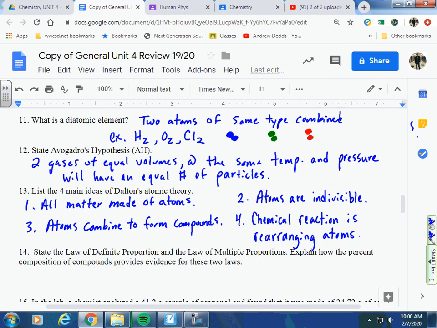Okay, number 14. I didn't like this question at all because when we did percent composition, we were talking about one compound and we were talking about the law of definite proportion, which means a compound will always have the same percent composition.